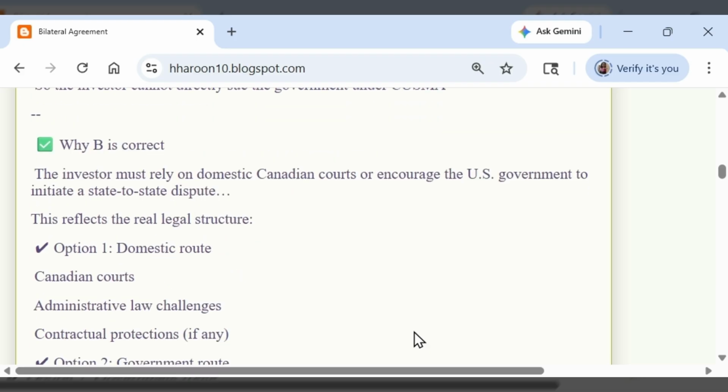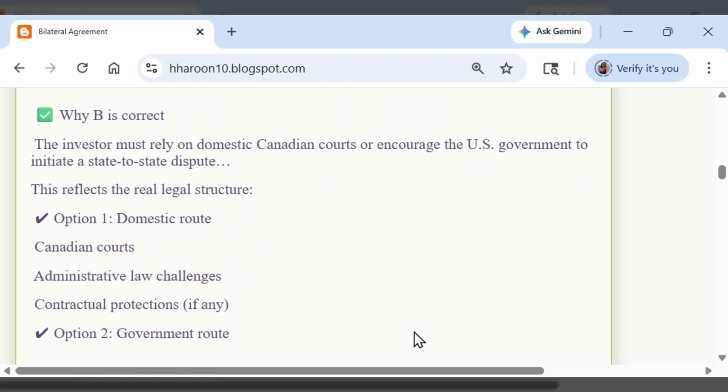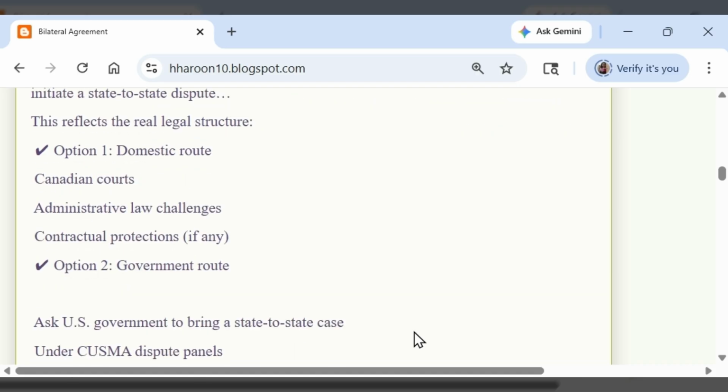Why B is correct. The investor must rely on domestic Canadian courts or encourage the U.S. government to initiate a state-to-state dispute. This reflects the real legal structure. Check mark, option 1.